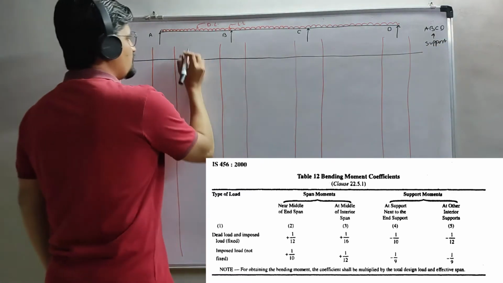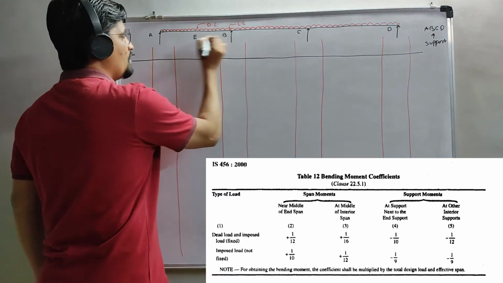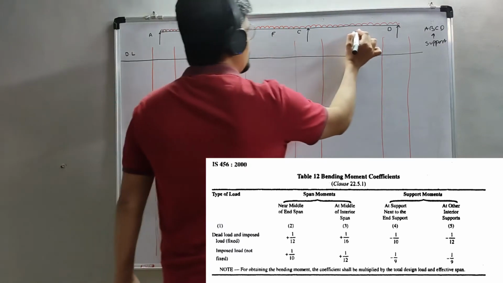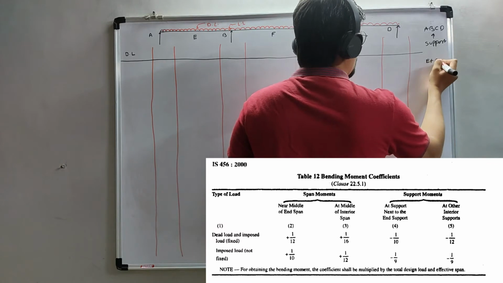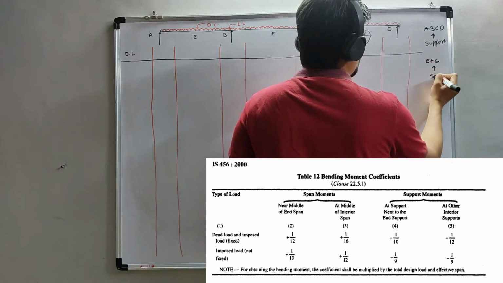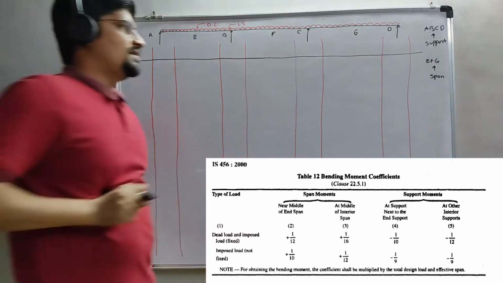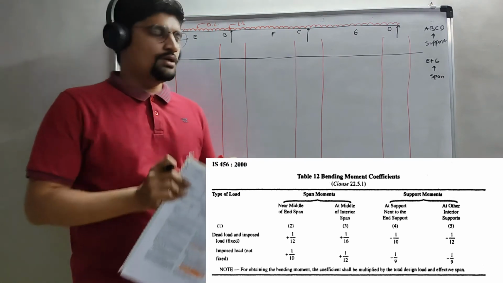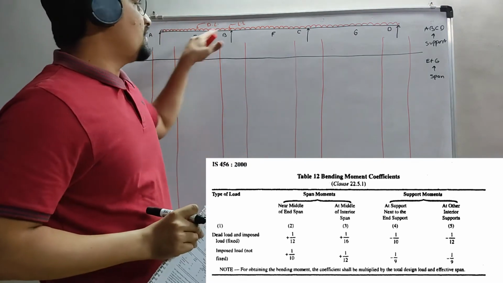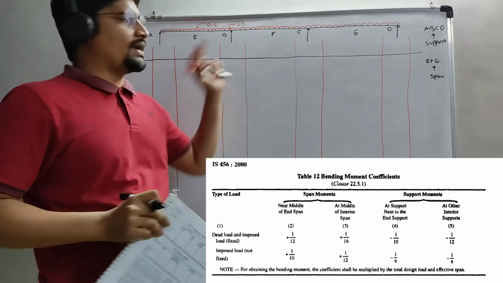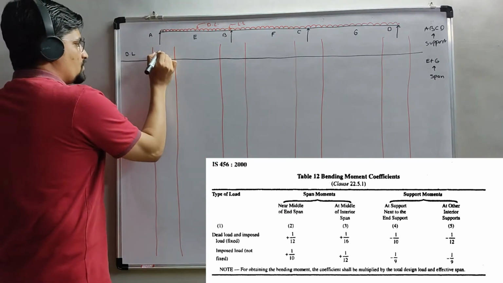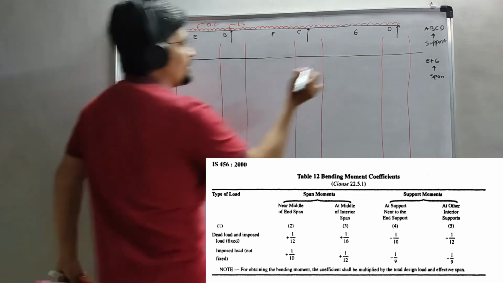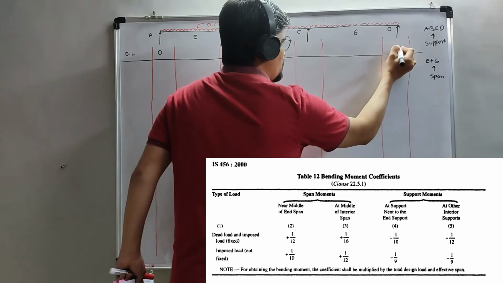And I am naming the mid spans E, F and G. So E, F and G as span moment, so it will be easy to understand. The span moments meet at middle and the support moments meet at support. So A is simply support, so here the coefficient will be 0. And D is also simply support, so it will also be 0.